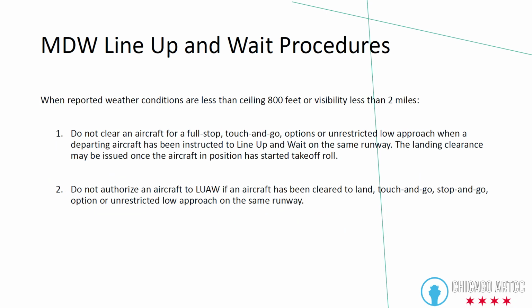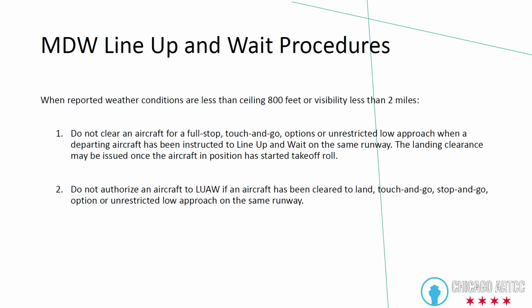When weather reported conditions are less than 800 feet or less than 2 miles of visibility, do not clear an aircraft for a full stop, touch and go, option, or unrestricted low approach when a departing aircraft has been instructed to line up and wait on the same runway. The landing clearance may be issued once the aircraft in position has started takeoff roll. Do not authorize an aircraft to line up and wait if an aircraft has been cleared to land, touch and go, stop and go, option, or unrestricted low approach on the same runway.